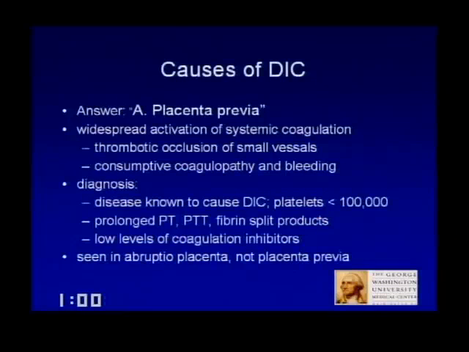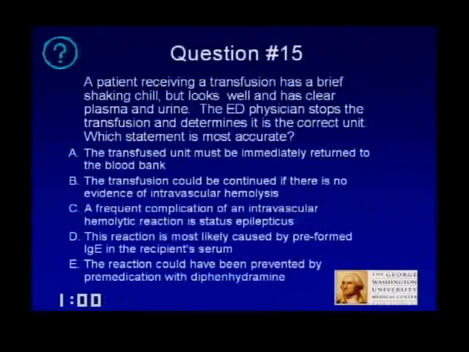Promyelocytic leukemia is a variant of acute myelocytic leukemia where DIC is particularly associated with it. It's a very rare condition. But DIC is seen with abruption, not with placenta previa. So that's that question.